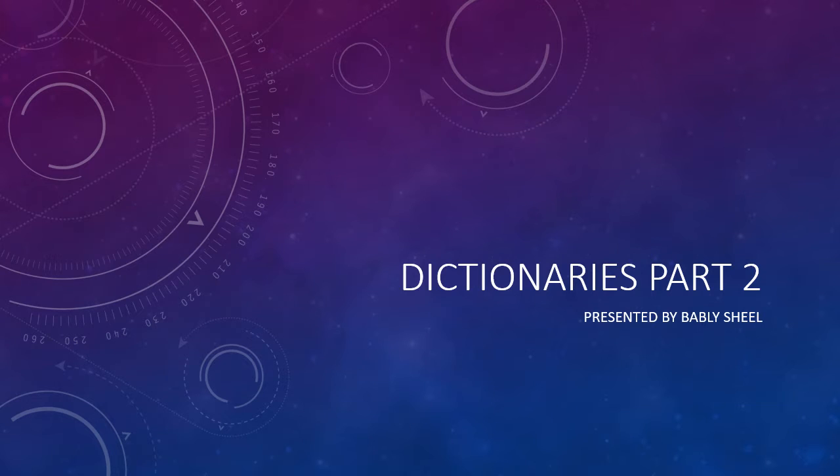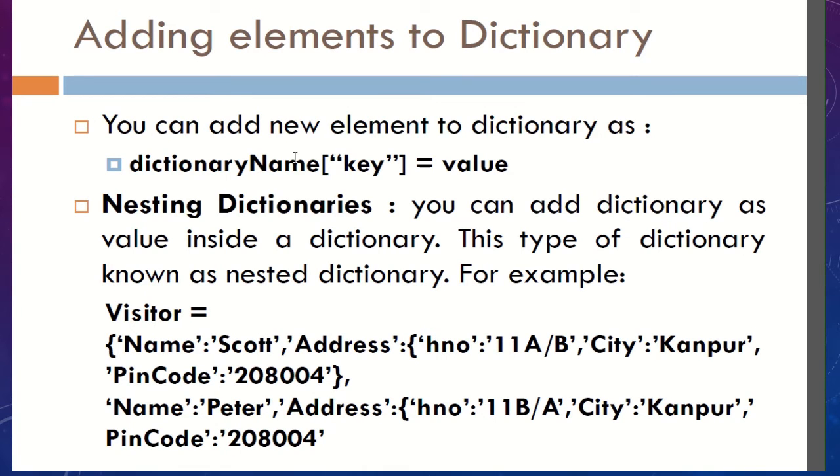Today we'll see part 2 of the chapter dictionary. Let us see how you can add elements to a dictionary. To add elements to a dictionary, you need to write the dictionary name, then give the key, equal to the value to be given.